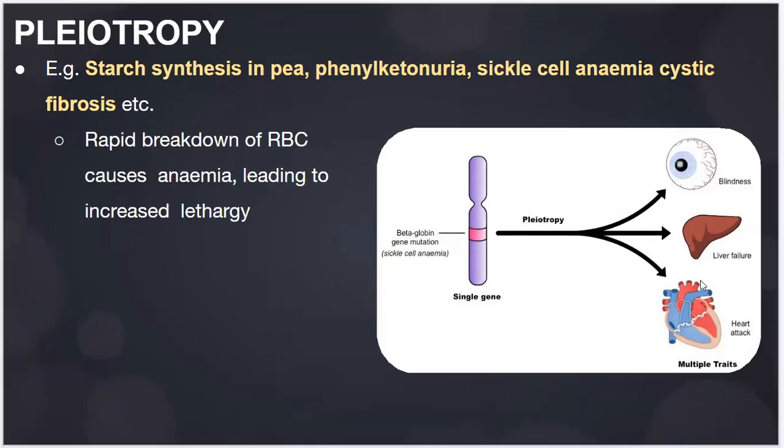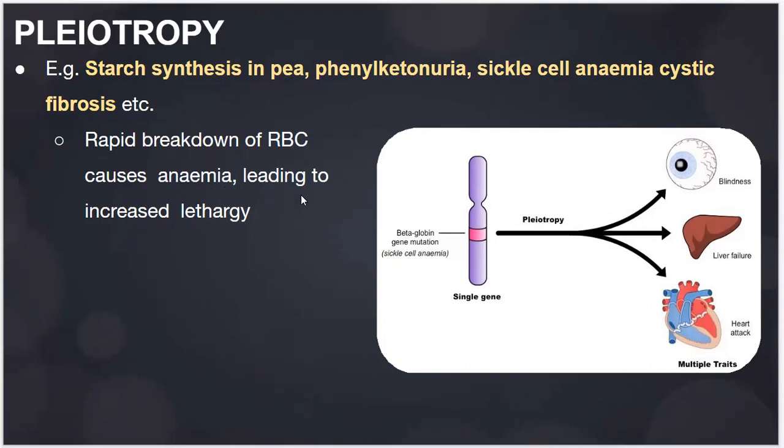Though it's a disorder, that is what you're talking all about. So example here, rapid breakdown of RBC causes anemia, leading to increased lethargy. One of the effects of the pleiotropic gene, under the example of sickle cell anemia, can be this rapid breakdown of the RBCs, which will result in anemia.